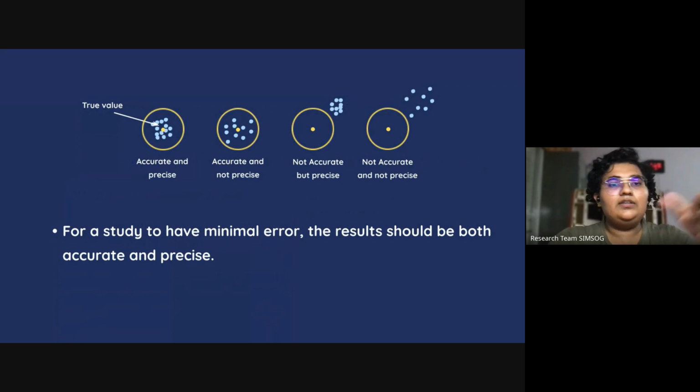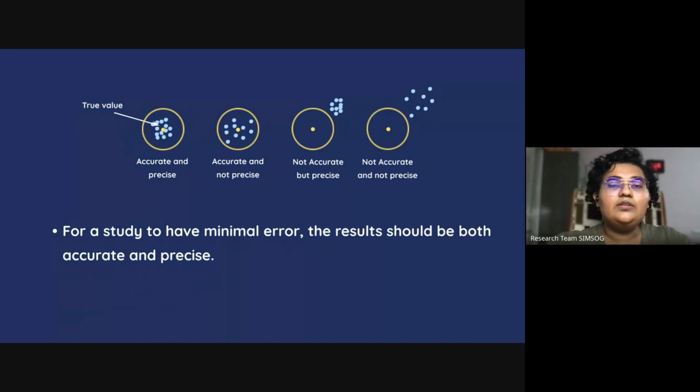As you can see here, from the left, the first figure has measurements that are both accurate and precise. The second figure has measured values that are close to the set value, but they are not close to each other. So they are accurate, but they are not precise.